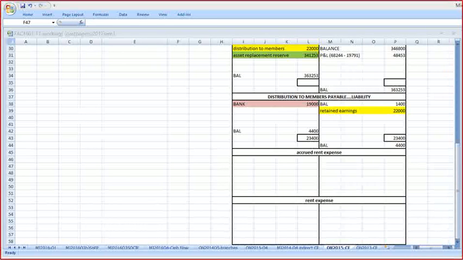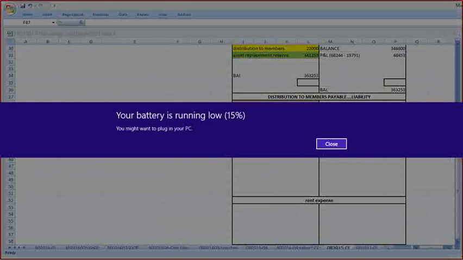side. Well, there is no balance in rent expense. Remember, rent expense is an account that's closed off to where? Profit and loss.